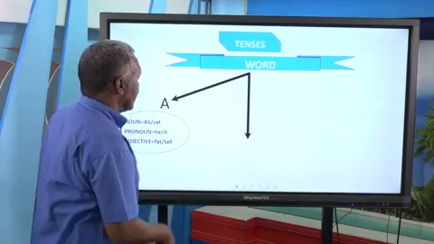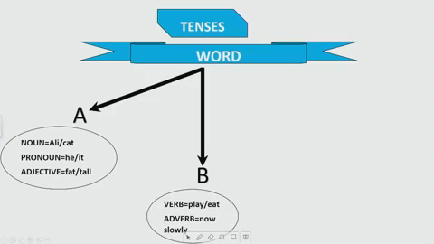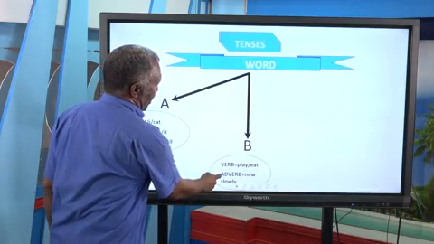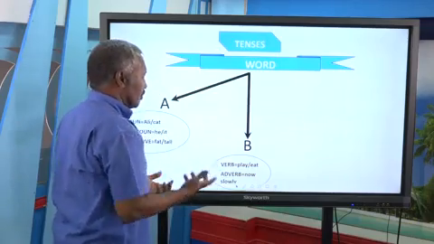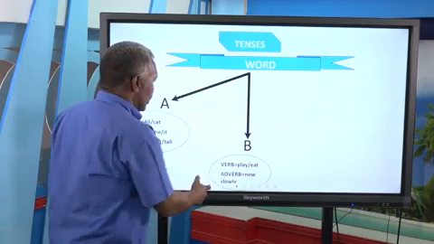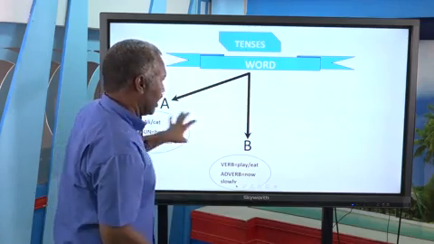Group B is the verb, okay, like play and like eat, something you do. And adverb describes verb, like what? Play when, now, play how, slowly, and so on. Again, this is group A, and this is group B.